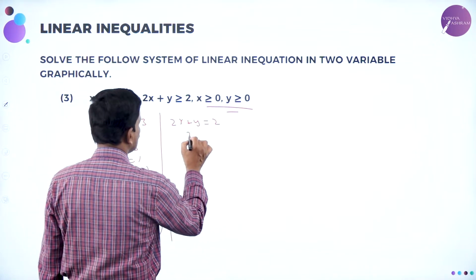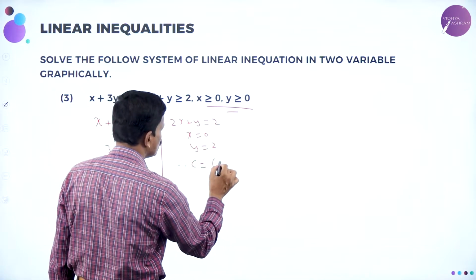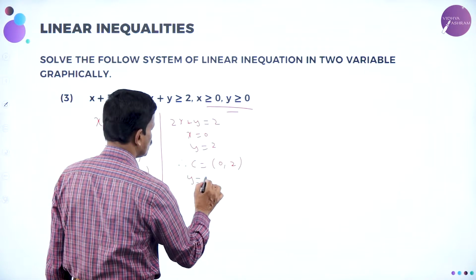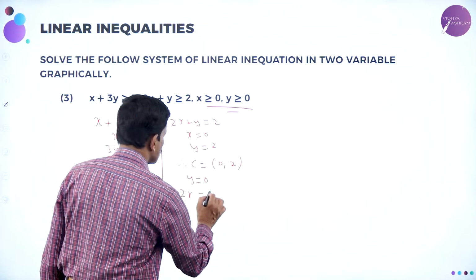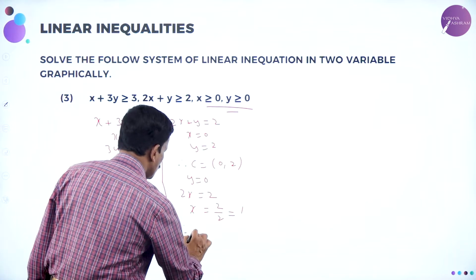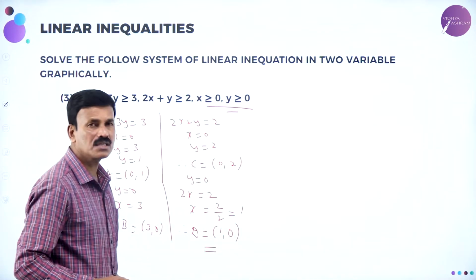Now, if you put again x is equal to 0 for this, y is equal to 2, therefore the point C is equal to 0, comma 2. Similarly, substitute the value of y is equal to 0. Then 2x is equal to 2, x is equal to 2 by 2 is equal to 1. Therefore, the other point D is equal to 1, comma 0. So, these are the points.